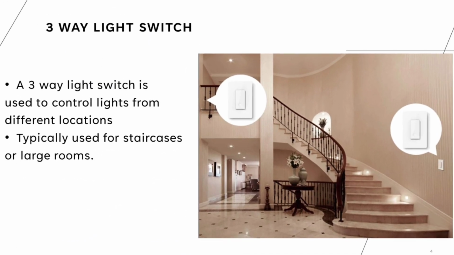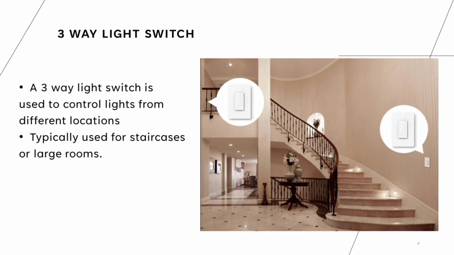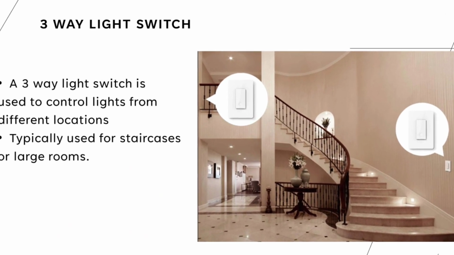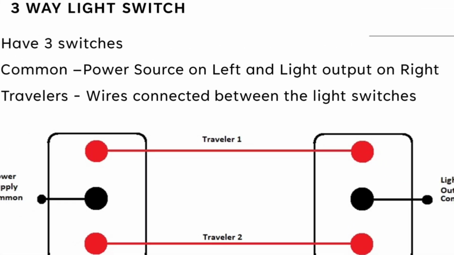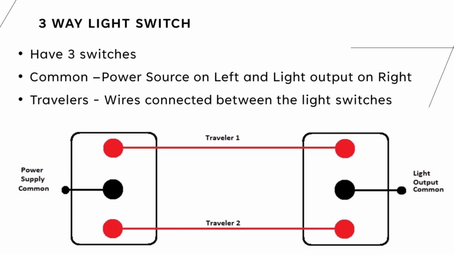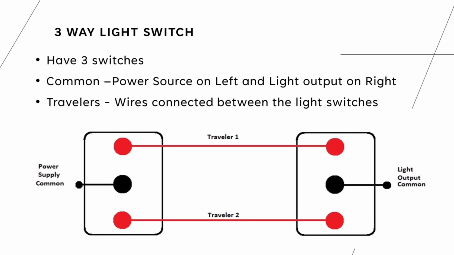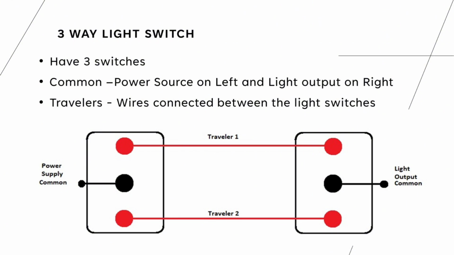Three-way light switches. Three-way switches are used when you want to control a single light or a set of lights from two different locations. This is commonly seen in hallways or staircases, where you might want to control the light from both the top and bottom of the stairs, for instance. A three-way switch setup involves two switches and a special wiring configuration. Each three-way switch has three terminals, one common terminal and two traveler terminals.